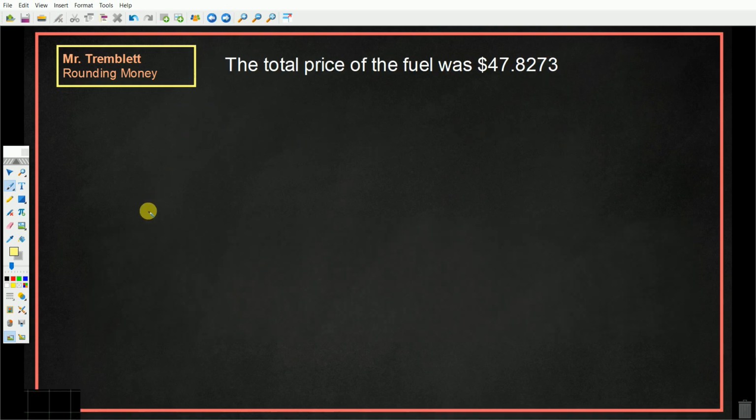Go on to the next one. Now we're looking at 47.8273. So once again, we're rounding it to two decimal places because we're talking about money. We're going to focus on the number just to the right of it, which is a 7.